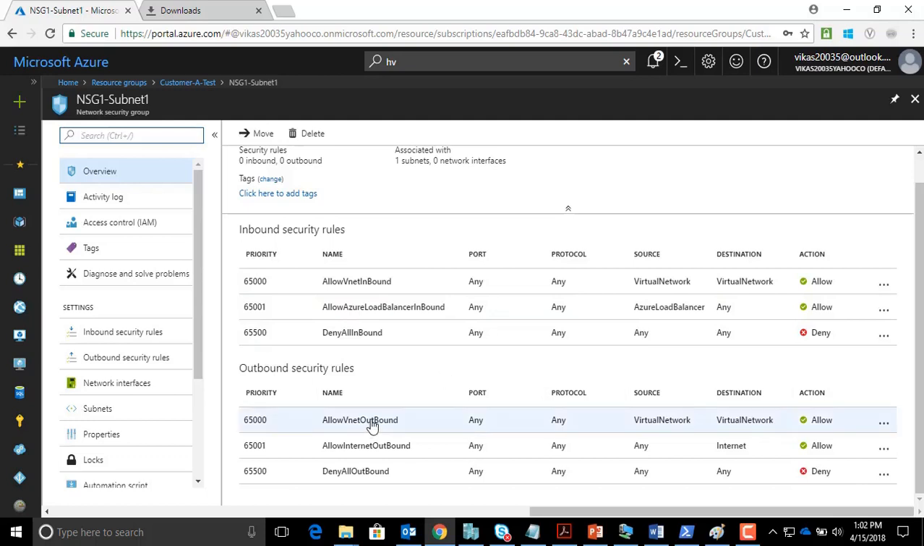In outbound, as in all firewalls, allow VNet outbound is allowed. VNet to VNet, that is subnet 1 and subnet 2, internal VNet level communication is allowed. Internet is always allowed as outbound, rest everything is blocked.